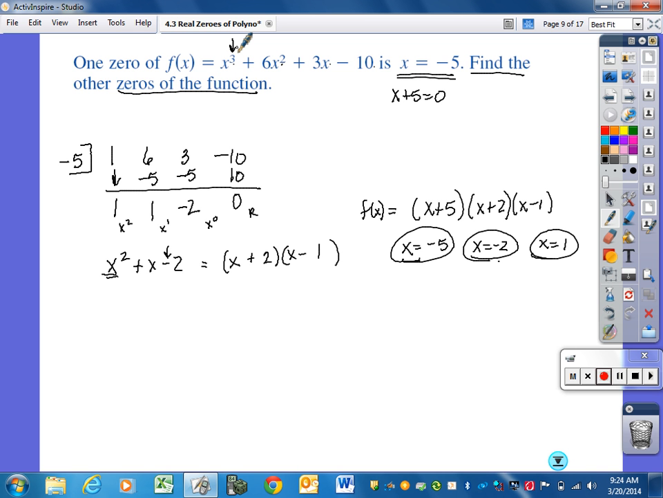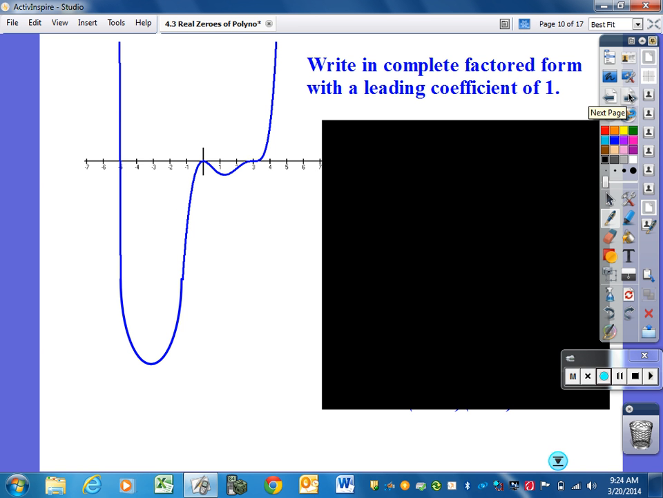How about if I give you the graph? Can you give me the complete factored form? Well, let's first find our roots. Here I have a root, here I have a root, and here I have a root. My root is -5. What factor would that have come from? X plus 5.